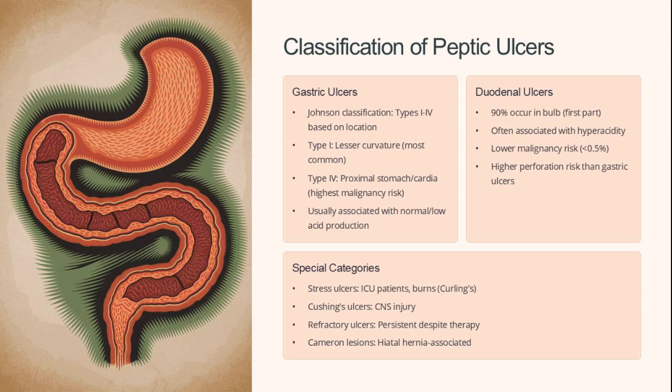Peptic ulcers are classified into gastric and duodenal types, with specific categories based on location and associated conditions. Gastric ulcers are often linked to malignancy, while duodenal ulcers are associated with hyperacidity. Special categories include stress ulcers and refractory ulcers, each with unique clinical implications.